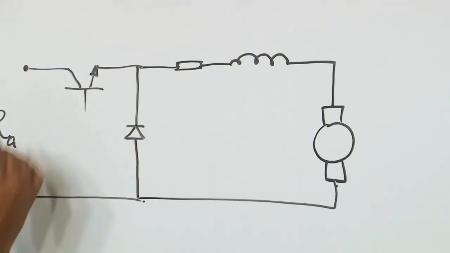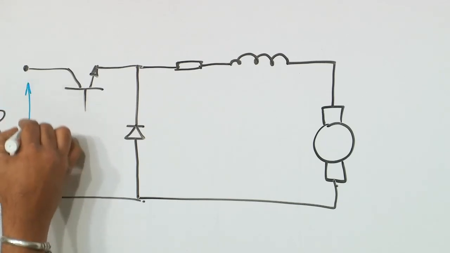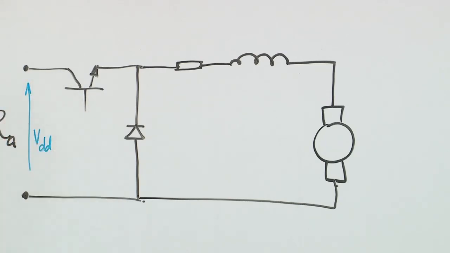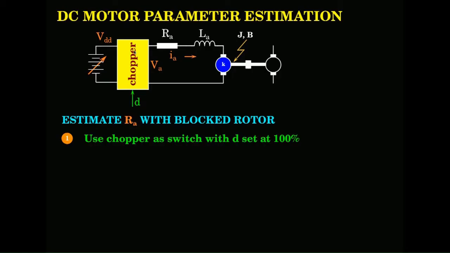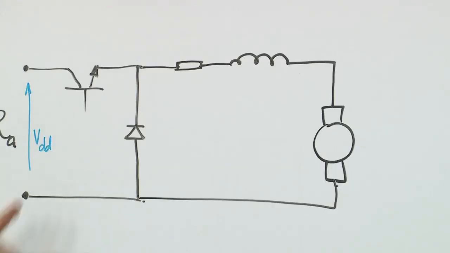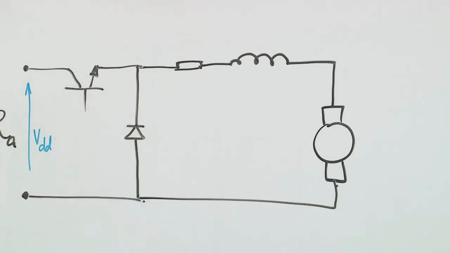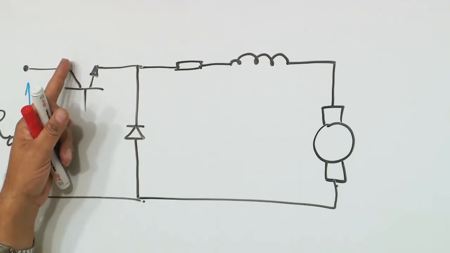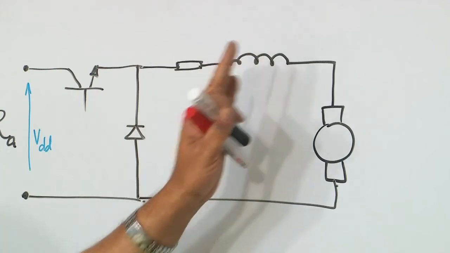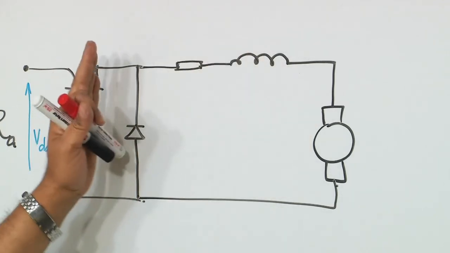Okay, this is your VDD. This is the VDD that you are applying here. The chopper is nothing but these two switches, so you use it as an on-off switch. You switch it on, and you will see that VDD is applied across this.